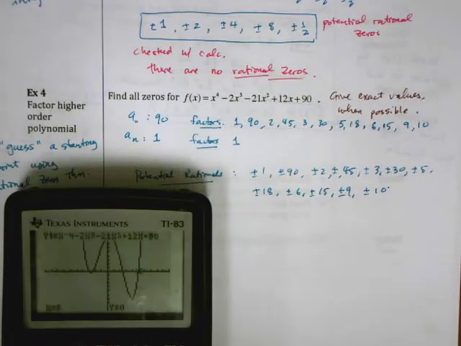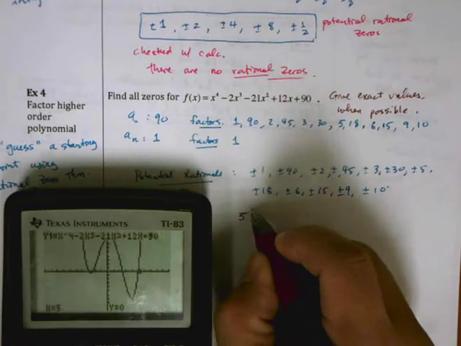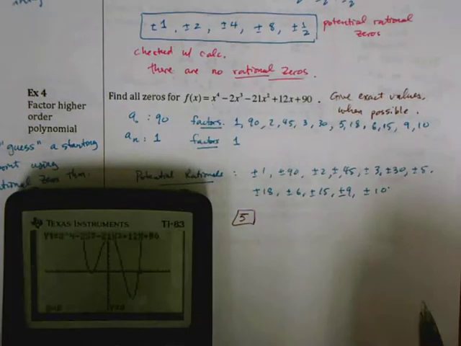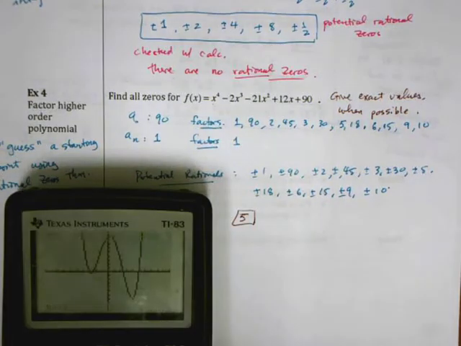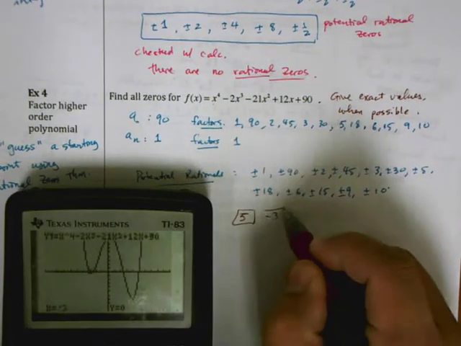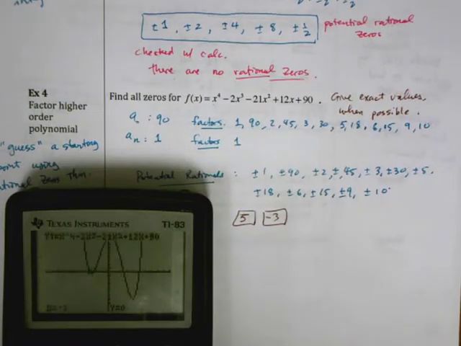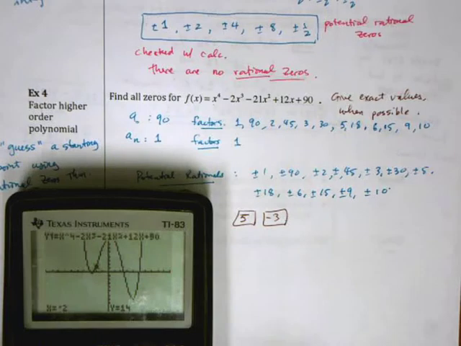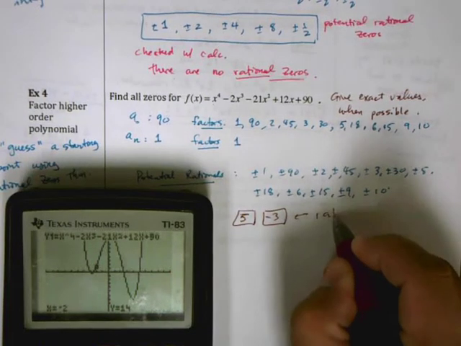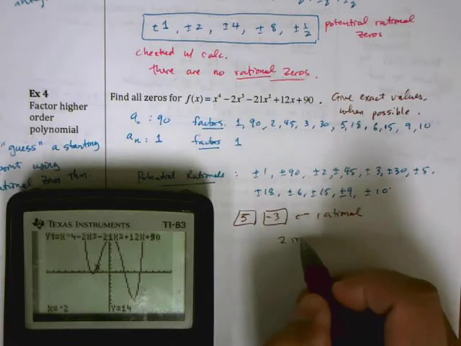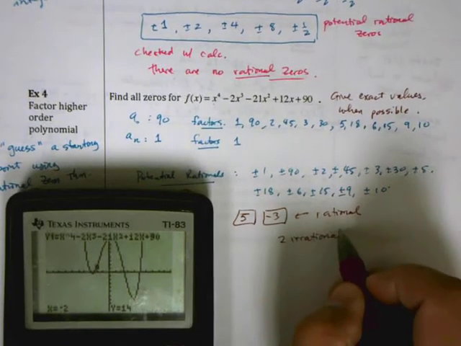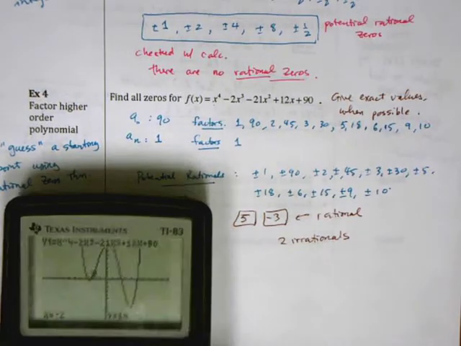Does 5 work? Yep. So 5 is a zero. That's one zero. And maybe negative 1, 2, 3. Maybe negative 3 is another zero. And negative 2? Nope. And that's about it. Looks like all the other ones are going to be irrational. So these are the rational zeros. And I'm probably going to have 2 irrational ones. Our work here is to find them all.